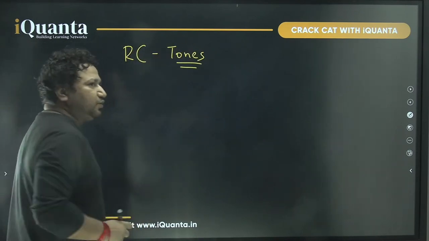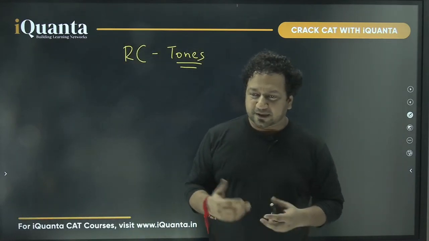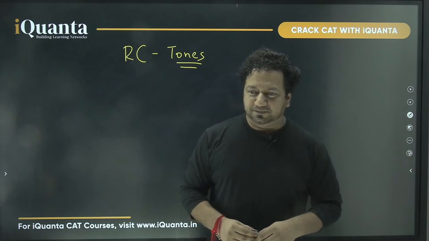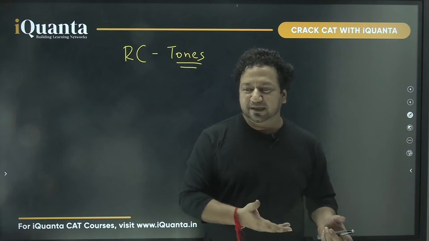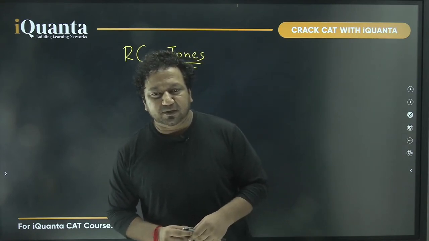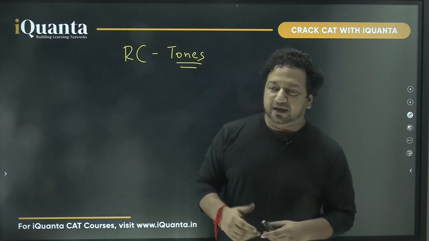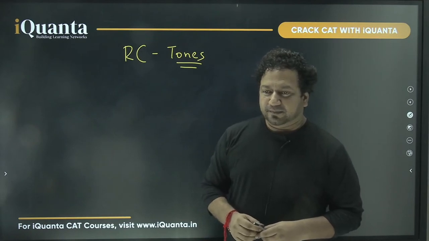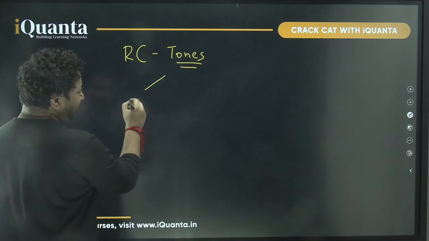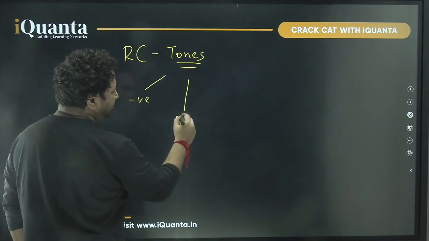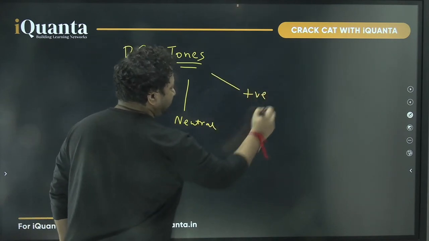Now, what are tones? It's very simple to understand tones. For example, right now, the way I'm talking to you, what kind of tone is it? It looks like a narrative tone. I'm narrating something, a kind of story from my own condition right now. That's a narrative tone. I can be angry at times. So basically there can be three types of tones. One will be negative, one will be neutral, and then we'll have the positive tone.